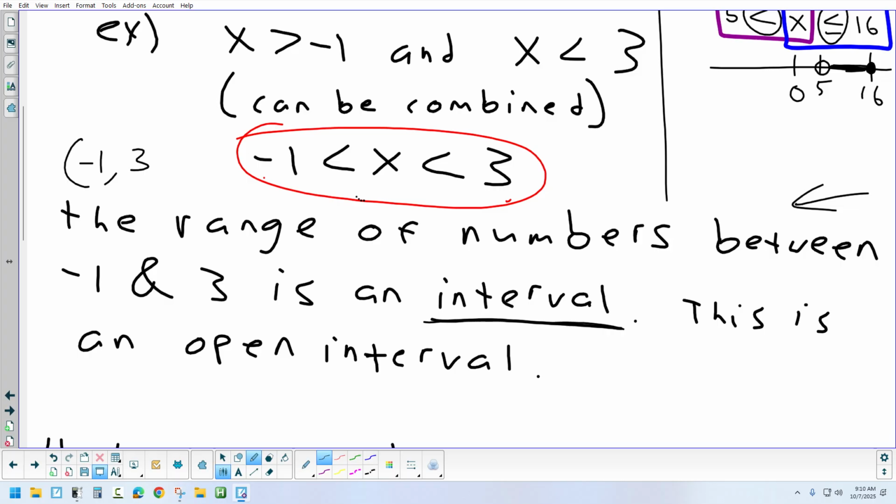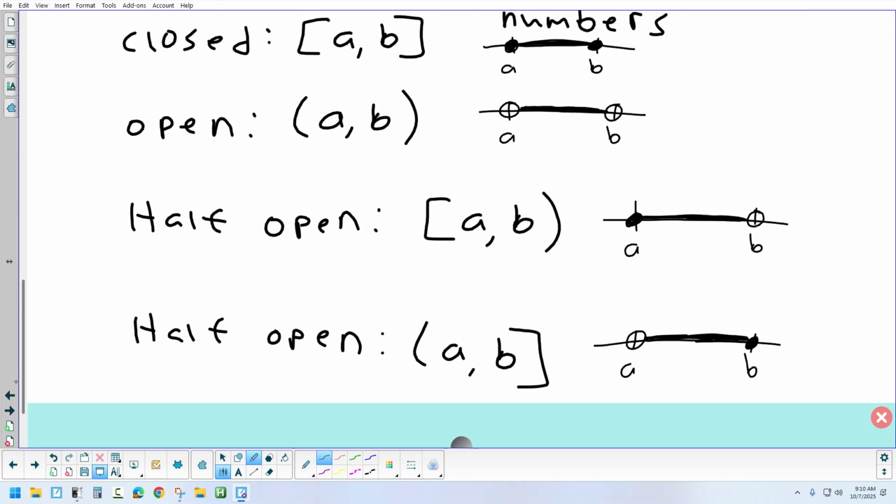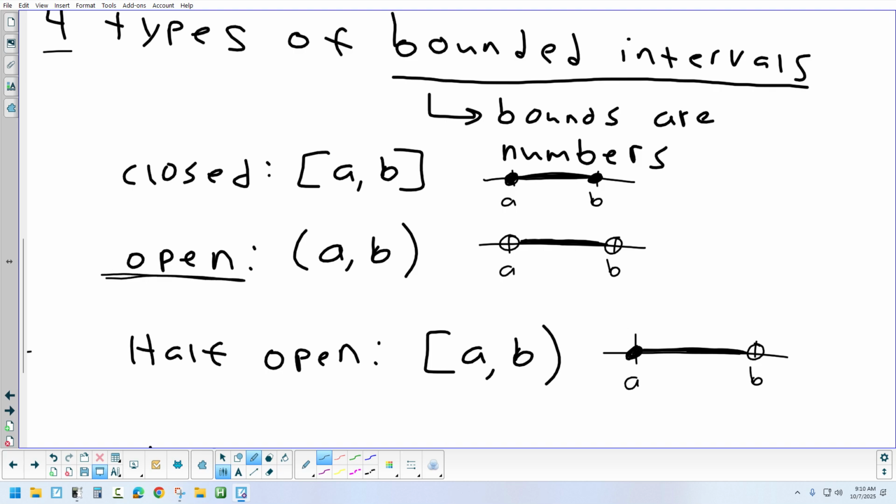No. Can I include the 3? No. That is not a coordinate. That represents all numbers between -1 and 3, not including either endpoint.